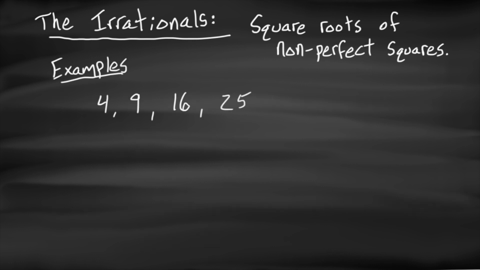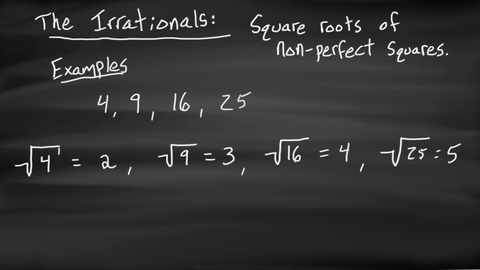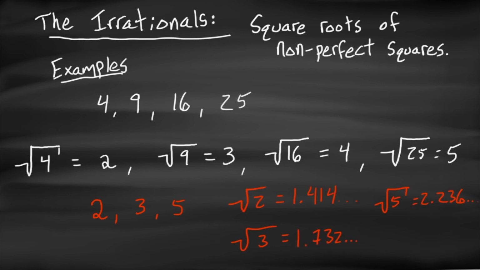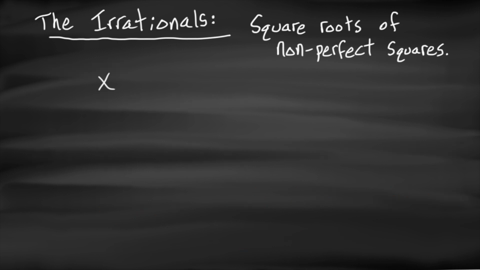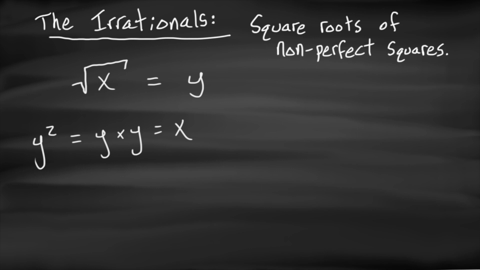Some examples. 4, 9, 16, 25 are perfect squares, as their square roots are 2, 3, 4, and 5, respectively. 2, 3, and 5 are not perfect squares, as their square roots are 1.414, 1.732, 2.236, respectively. The square root of a number x is a number y, such that y squared, which is y times y, is equal to x.